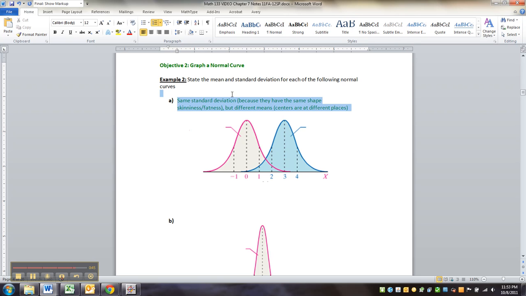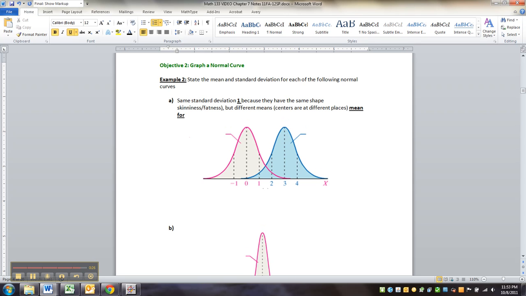So now my question is, what is the standard deviation and what is the mean for each one of these? The standard deviation would be 1. And the mean, let me write it down: the mean for pink is 0. The mean for blue is 3. And the standard deviation is 1 because 3 and 4 are 1 apart, 2 and 3 are 1 apart, 0 and 1 are 1 apart. So the standard deviation is 1 for both of them, but the means are different, 0 and 3 respectively.